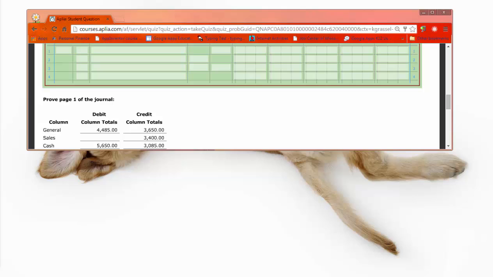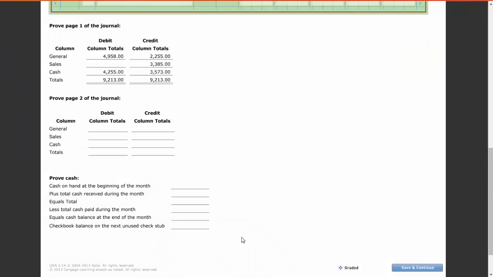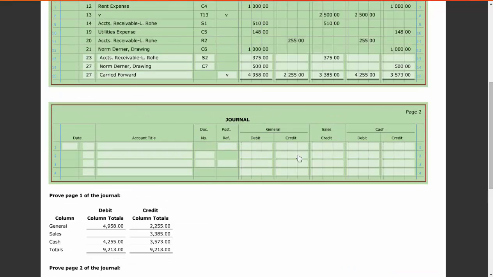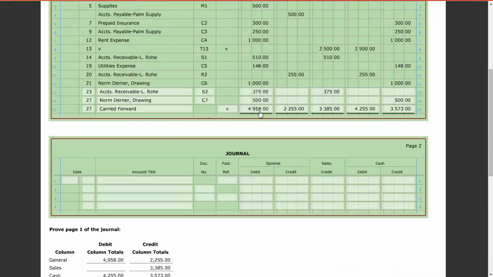Libby, when you added up your total for your debit columns, what number did you get? 9,215? Hang on. And then, Libby, if you added up your credit column, did you have the same number, 9,213? Okay. So when I look at my journal page, my carried forward numbers, what they did on the very bottom here after our second page of our journal is they gave us a spot to go through and prove that our numbers equal, our debits and our credits.